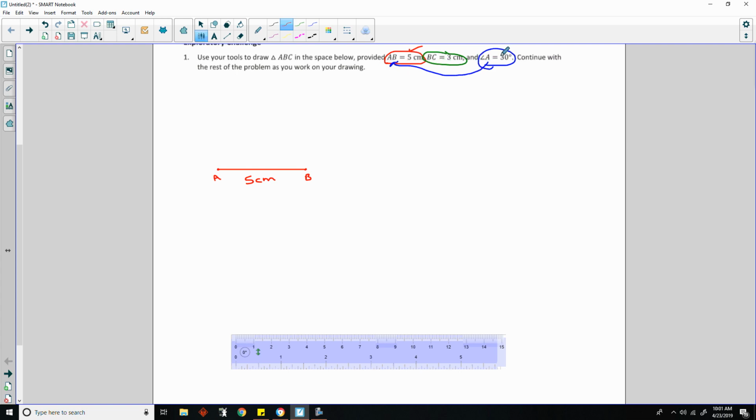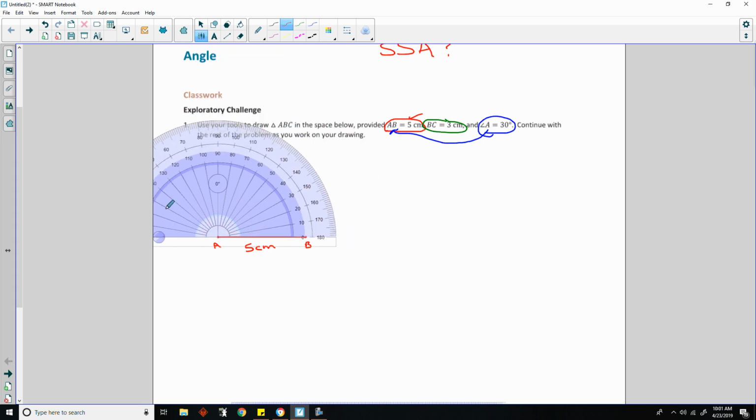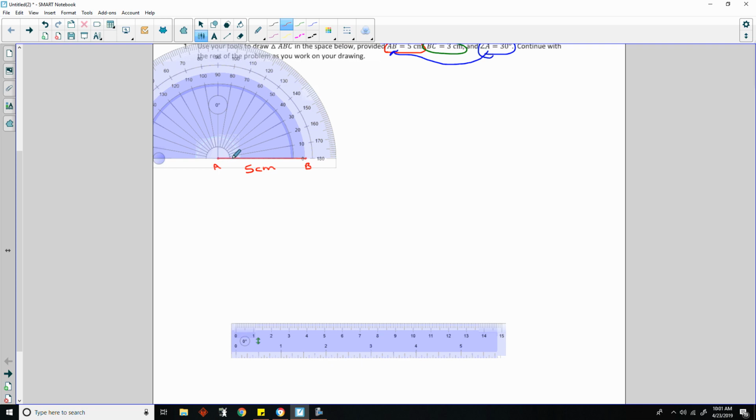Now I need a 30-degree angle at A. So I get my protractor, and I put my crosshairs right there on A. So the crosshairs got to be on A, and the line that's at 0 degrees has to be on the segment AB. And I'm going to put a dot over here at 30 degrees, which is approximately right there.